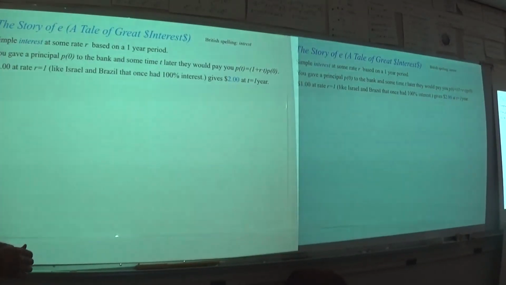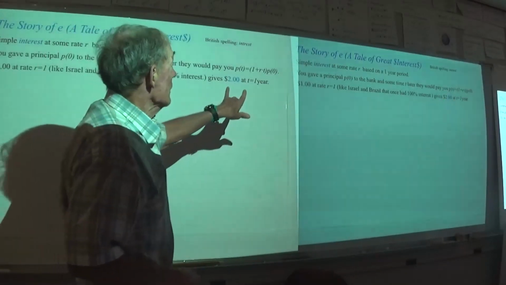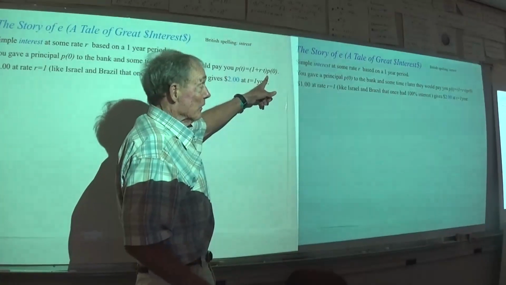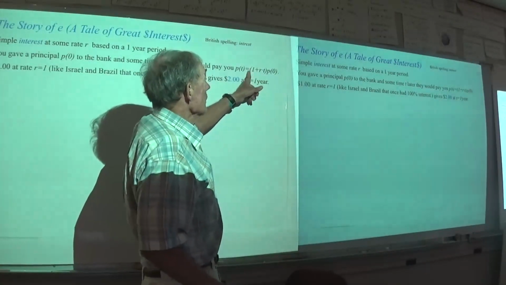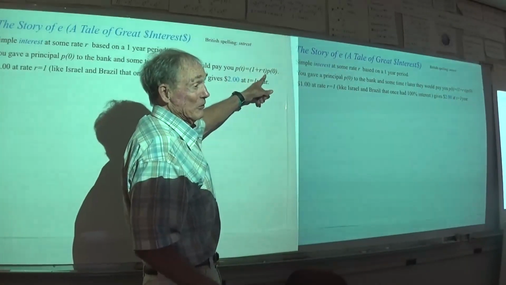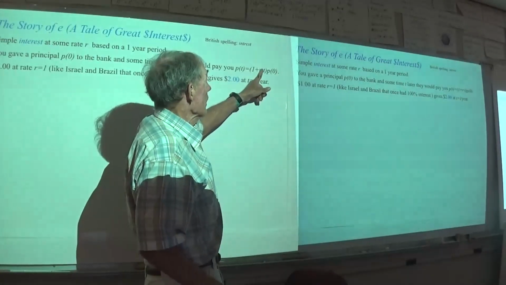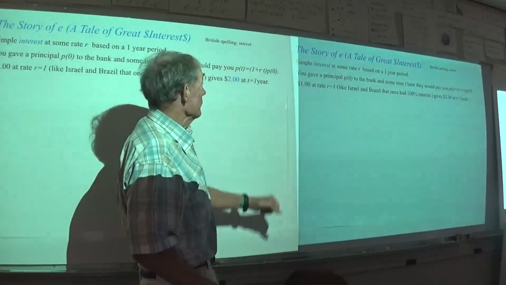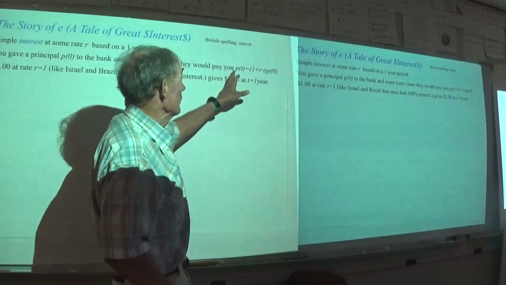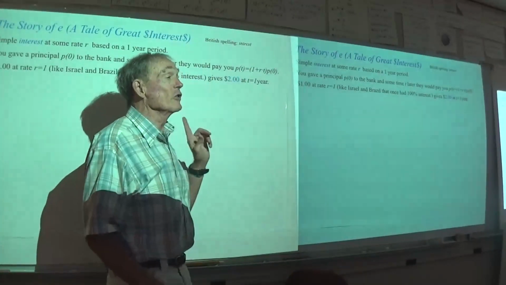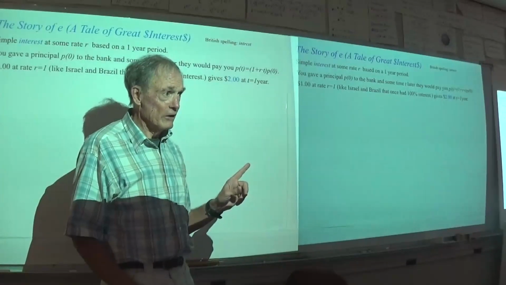In any case, the basic idea is that you have a factor here that multiplies your capital at time equals 0 by something that involves a rate times time. So the percentage rate goes in there as a decimal number, and then that's the way you figure out how much money you get if it's just simple interest.